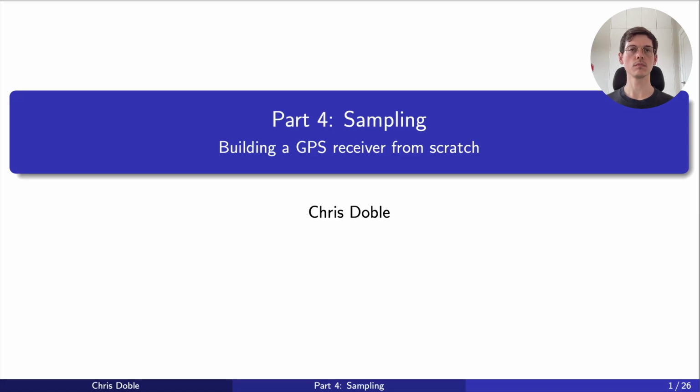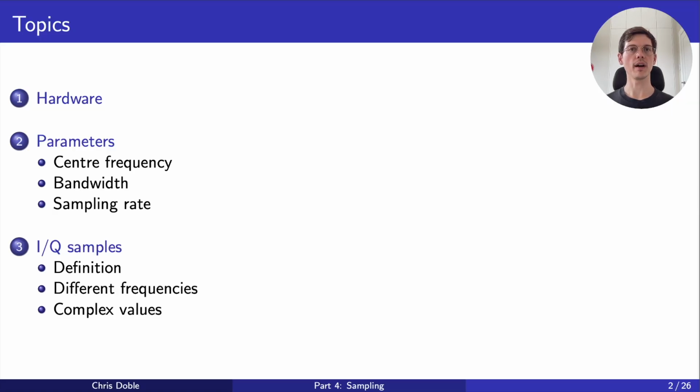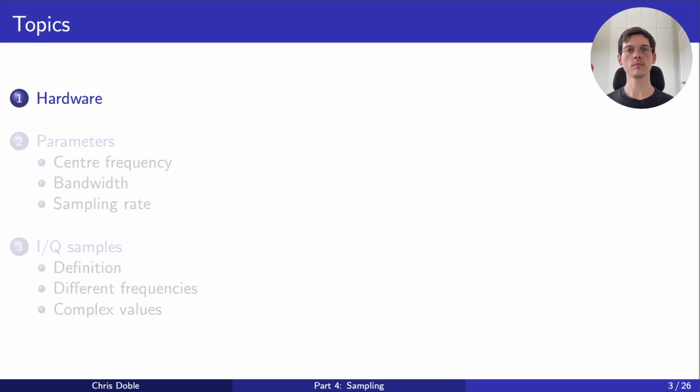video. More specifically, we'll talk about the hardware you need to sample GPS signals, how to configure that hardware with parameters like central frequency, bandwidth, and sampling rate, and the form of the data that the hardware will produce, namely IQ samples. Let's start with the hardware.